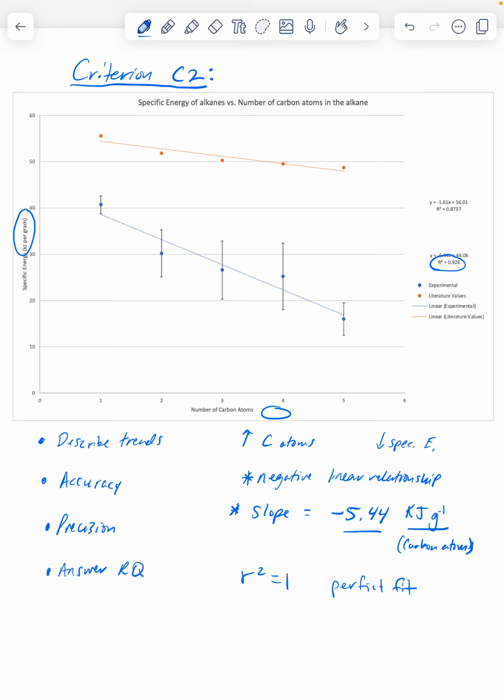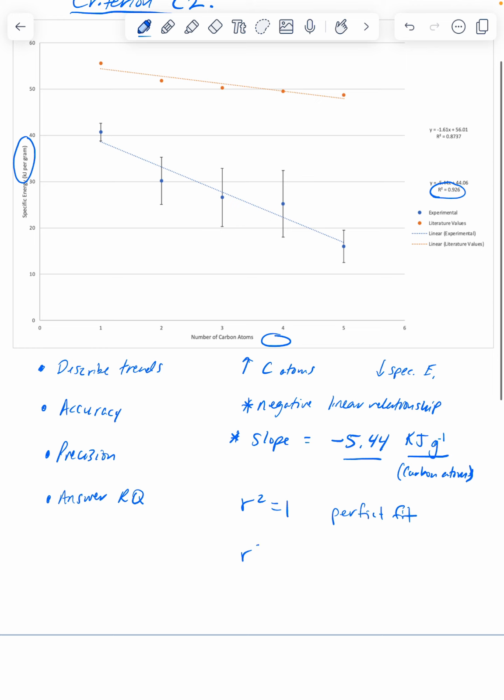And so it would be essentially a perfect fit. So obviously we don't have a value of 1, we have an R squared value of 0.926. So that's not fantastic. You know, something like 0.99 or 0.98 would be better, but this is still above 0.9. And so I'd say that if R squared is greater than 0.9, then you can comment that this trend line that we've been interpreting, a negative linear relationship, where we decrease 5.44 kilojoules per gram per carbon atom, is a pretty good fit for the data.